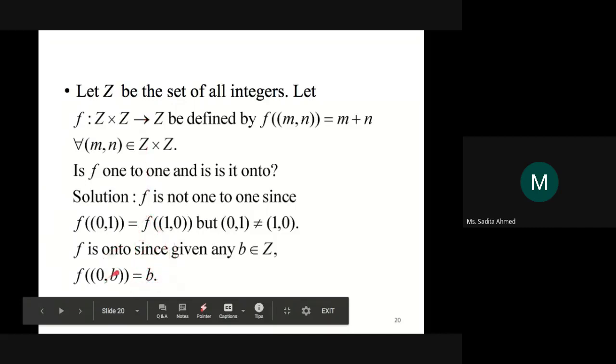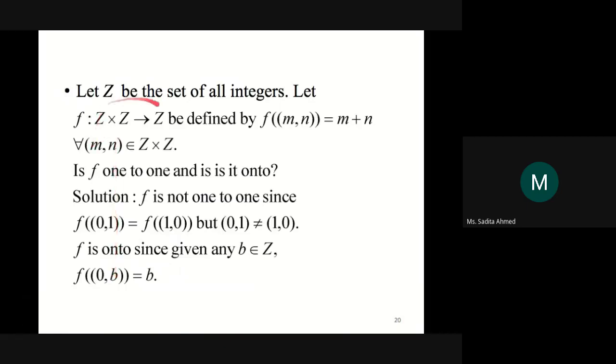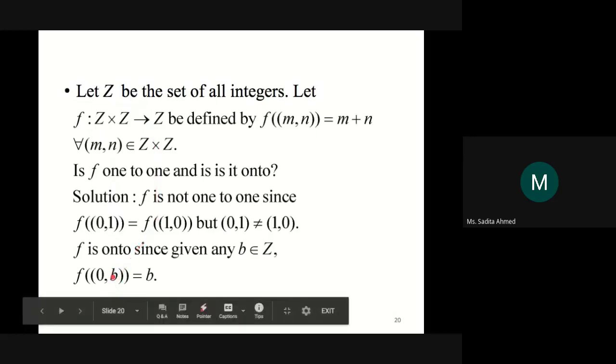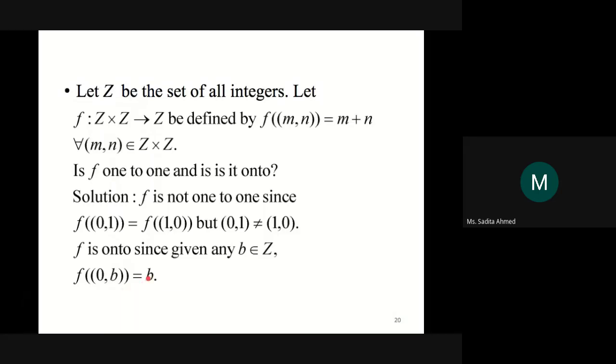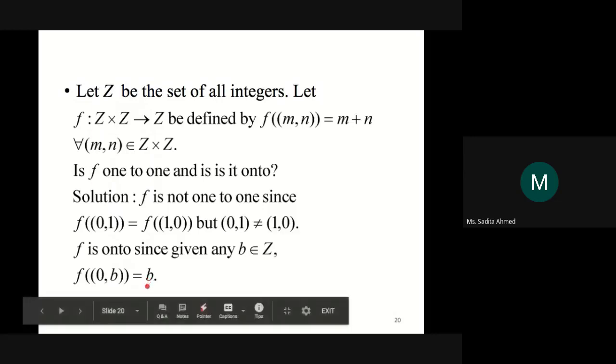If you put that same integer here for the value of n, since the domain and the codomain are both the set of all integers, that's fine. We can do something like that. So if you put b here for the value of n as well, then you will be able to get any possible integer from the codomain. Just set m equal to 0 and n equal to b, and that will give you the result.